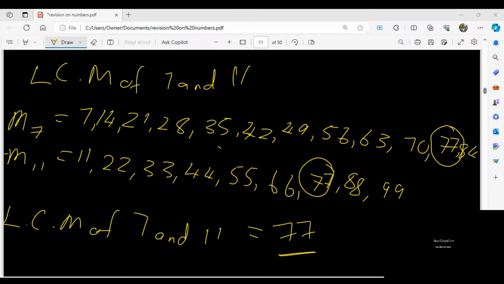All right. So we've been looking at this revision on numbers. We started by looking at integers, how to add and subtract integers. Then we looked at using those number pyramids where we did addition pyramids. Then we also looked at multiples, factors, and prime numbers, how to express a number as a product of its prime factors. Then we looked at how we can use that to solve problems.